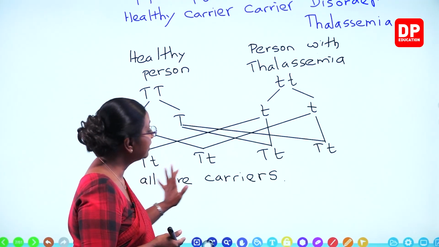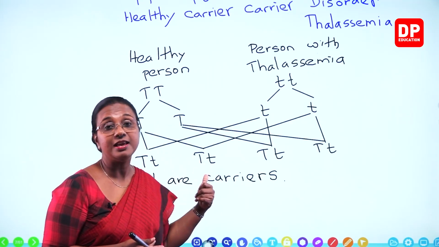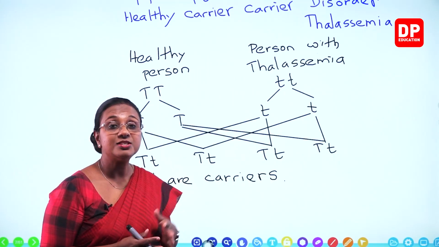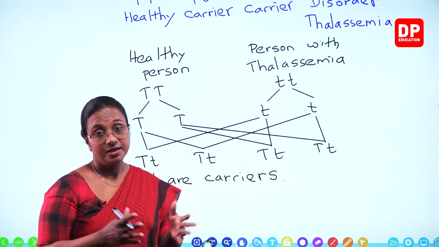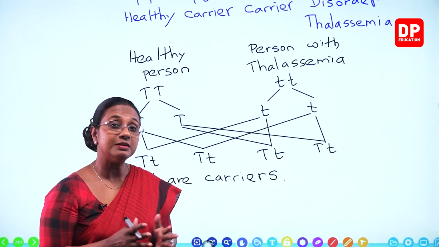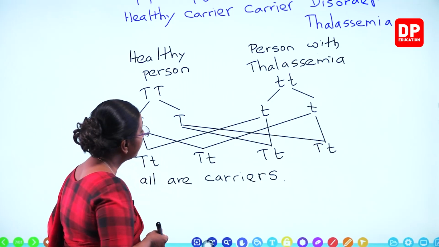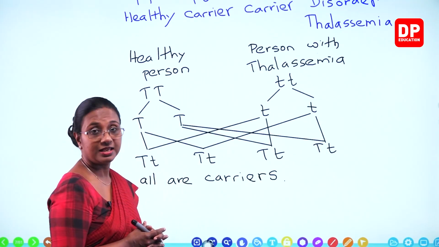But if we consider, as we discussed, there are certain areas in our country that has very high number of thalassemic patients. So the possible reason is the marriage among blood relatives. So here also you can see everyone becomes a carrier.